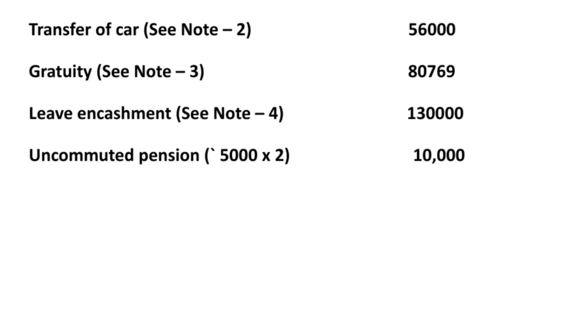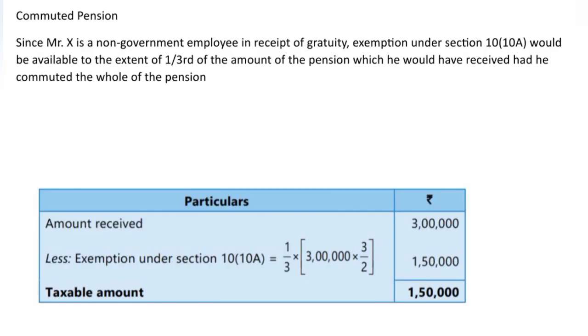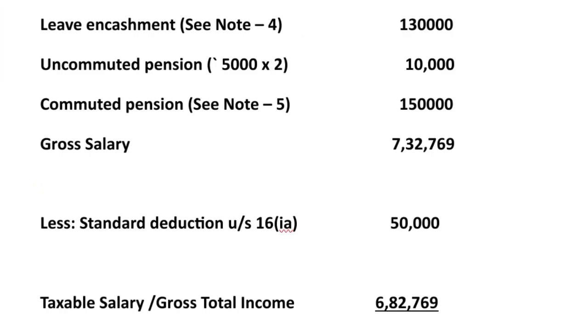Uncommuted pension, that is remaining 2 months, February and March, that is 5,000 into 2, that is 10,000. Next one, commuted pension. Since Mr. X is a non-government employee, in respect of gratuity, exemption under section 10(10A) would be available to the extent of 1/3 of the pension which he would have received had he commuted the whole of the pension. Therefore, amount received 3 lakh less exemption under section 10(10A), 1/3 into 3 lakh into 3/2, that is 1,50,000. So the taxable amount is 1,50,000.